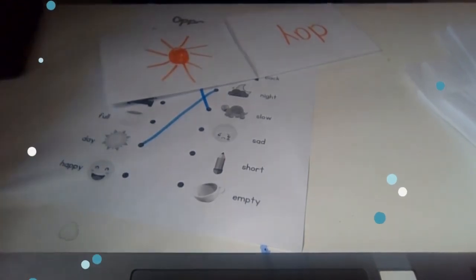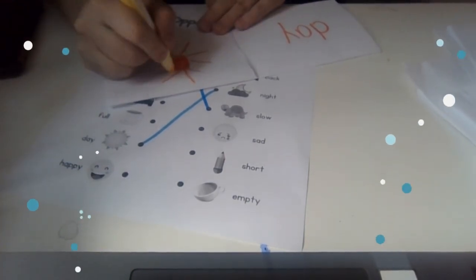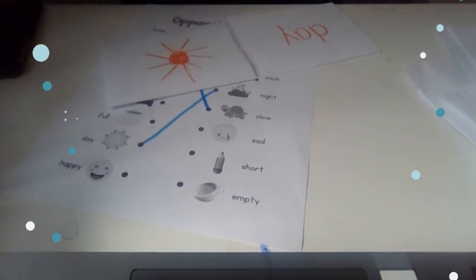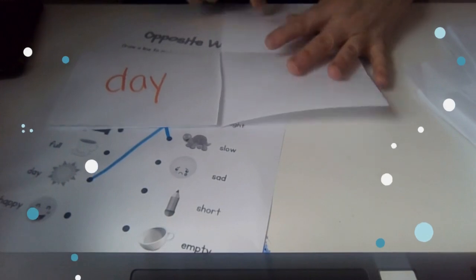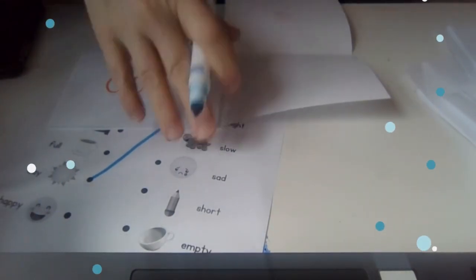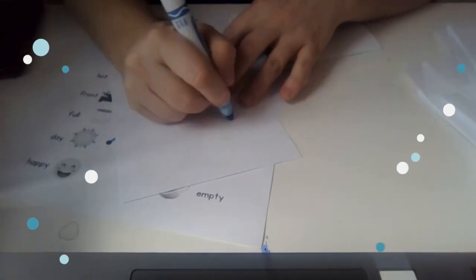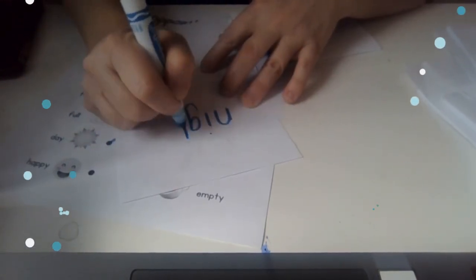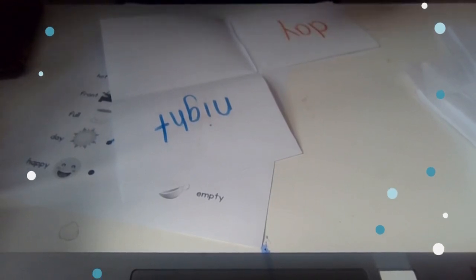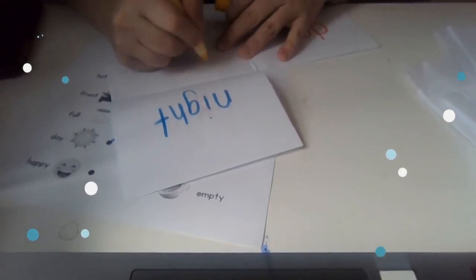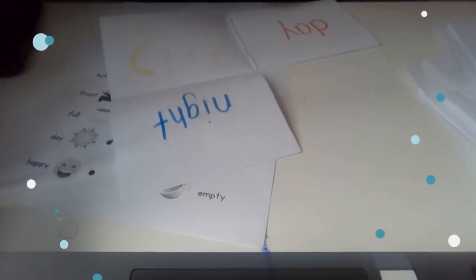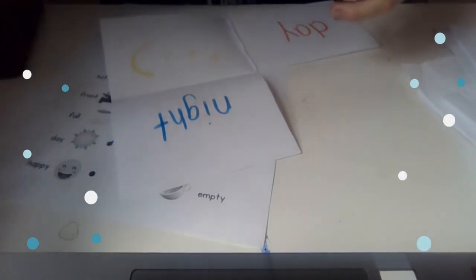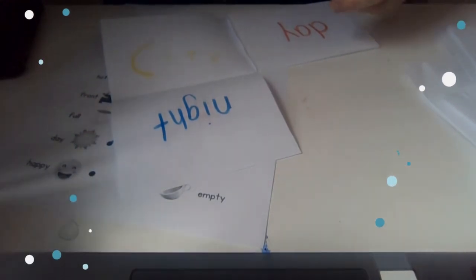You can use markers, you can use crayons, you can use pastels, you can use paints. And then on the flip up, what word am I going to write up here? What's opposite of day? Night. You got it. So I'm going to turn this around and I'm going to write night. And for nighttime, I might draw some stars and the moon. And I might get my black crayon out and start coloring the dark sky black.